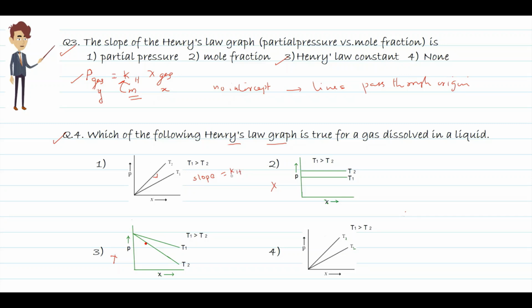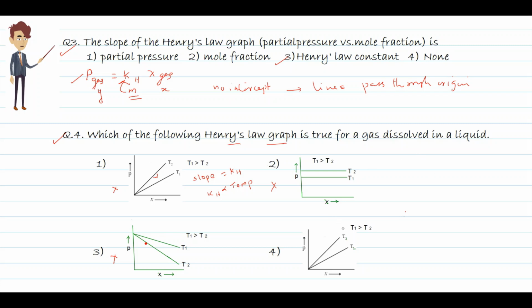In the last slide we have studied Kh is proportional to temperature. That means as temperature increases, Kh increases. So here for the line T2, slope is higher, which means Kh is higher. Kh is higher means temperature is higher. So T2 is higher than T1. But it is given here T1 is higher than T2. So it could not be the answer.